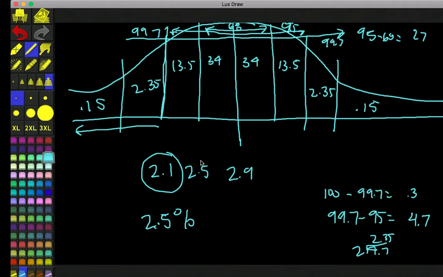Sometimes it'll say, how about what percent of grades fall between 2.1 and 2.9, and then you just add those together. So this is a really easy way to do it if you've already got that set up. Did I have another one of those? I don't think I did. Okay.